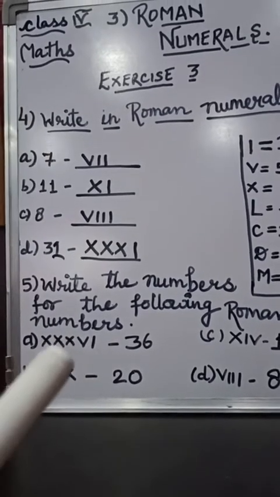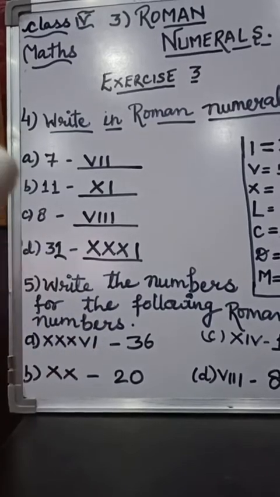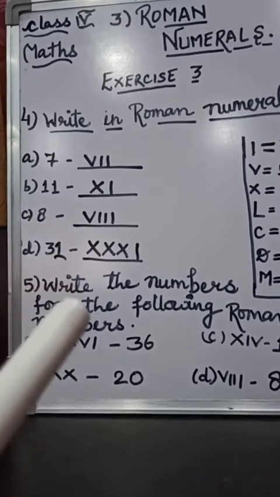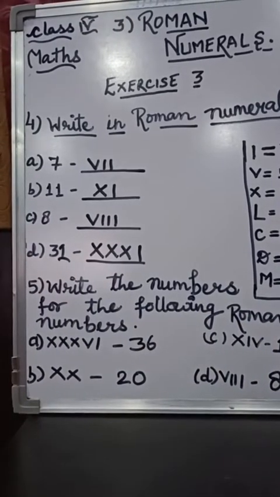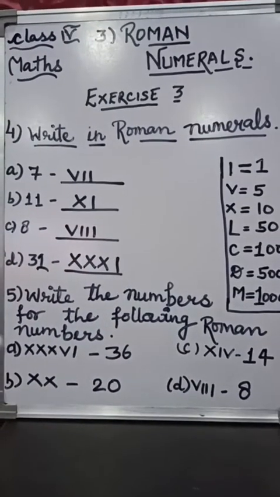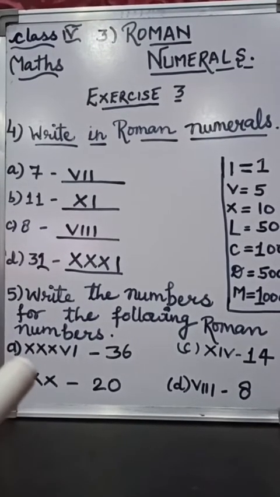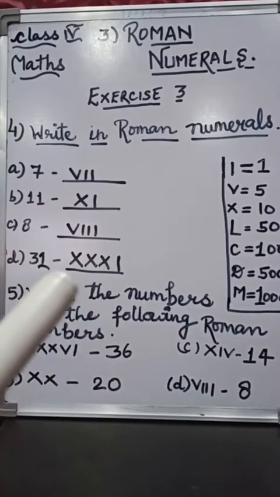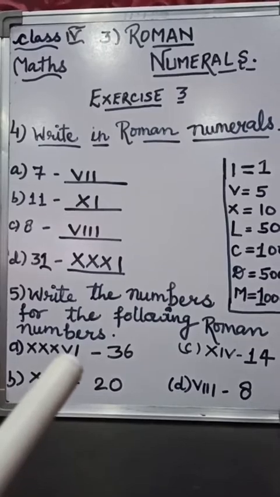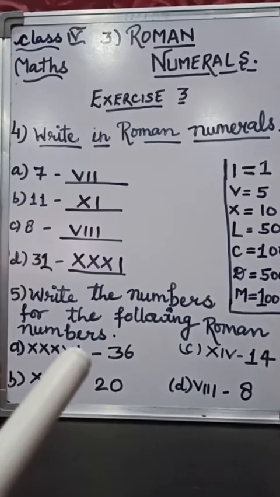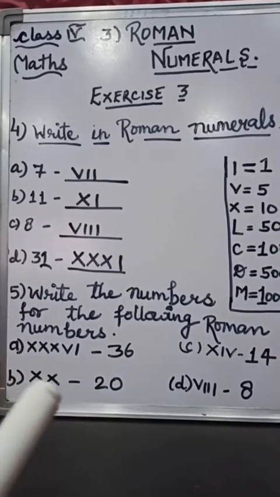Like question 4, question 5 is also on the same pattern. Write the numbers for the following Roman numerals. So first is XXX, 3 times X, which means 30. Here also 30, and this is V plus I, that is 5 plus 1, 6. See, it's very easy, very easy.